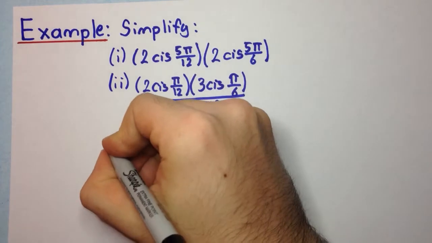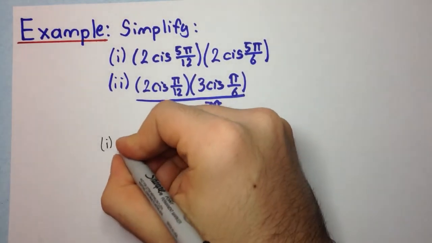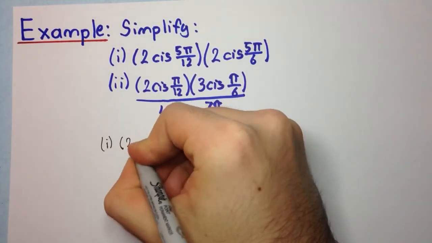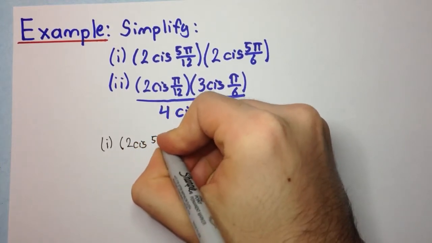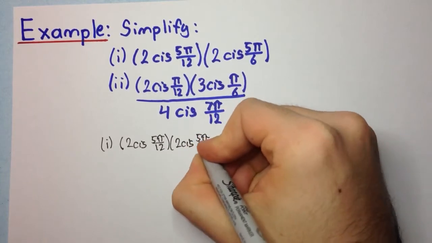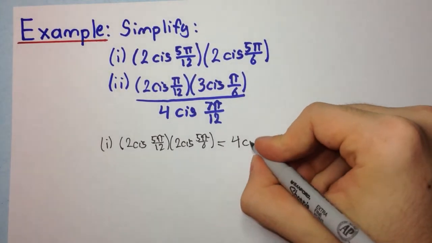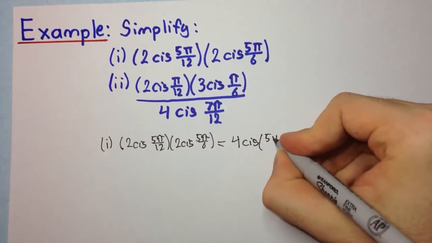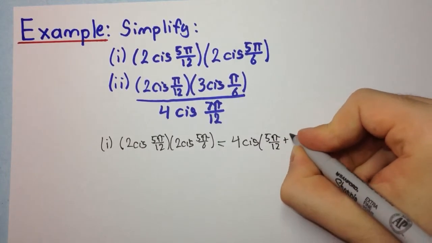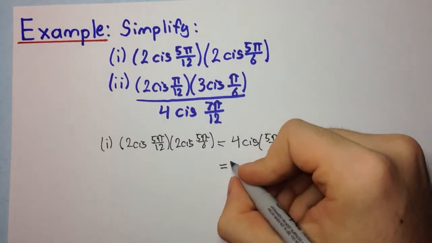Okay, so the first one, when we multiply in mod-arg form, we multiply the moduli, so let's just write it down. 2 cis 5 pi on 12 and 2 cis 5 pi on 6. So we multiply the moduli, so 2 times 2 will be 4, and we add the arguments. Cis of 5 pi on 12 plus 5 pi on 6. Okay, so we can simplify that.